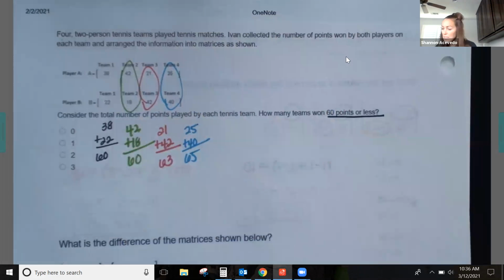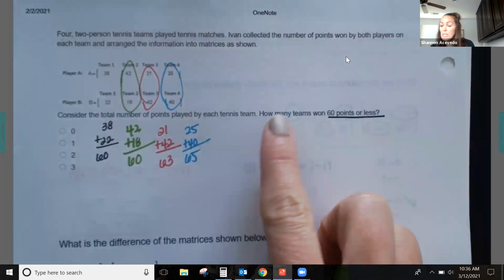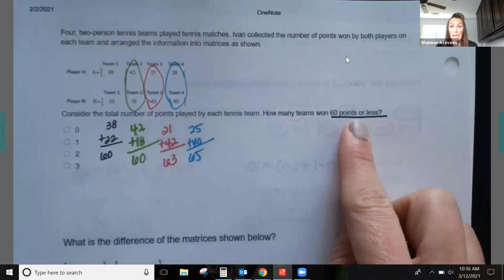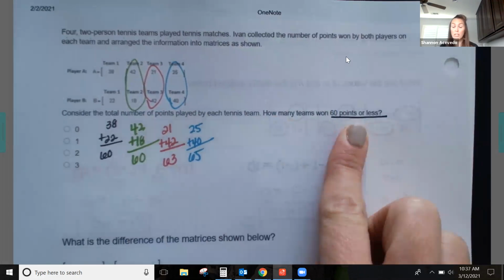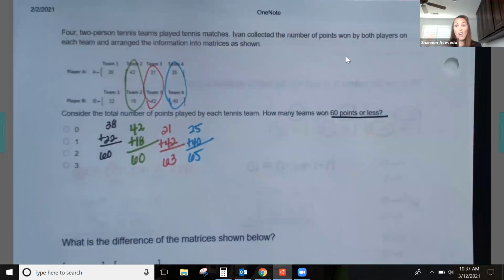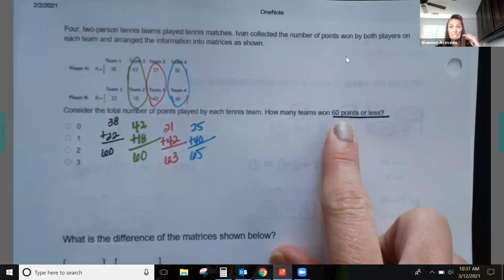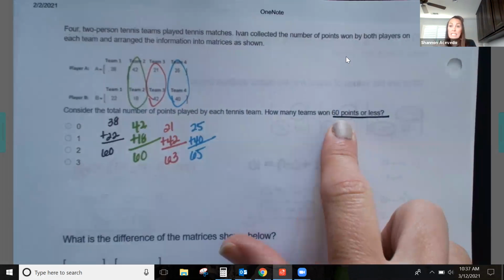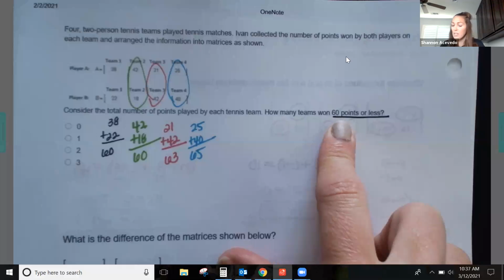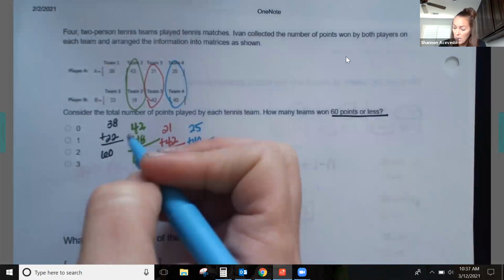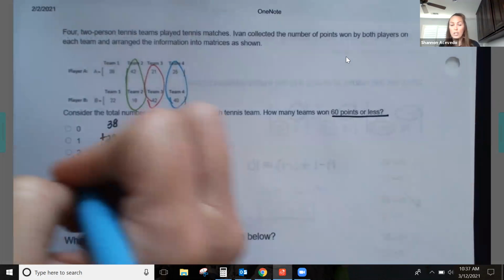So it says, how many teams won with 60 points or less? Well, I have 2 teams with 60. The other are above, so there is none that are less than 60. It's only the equal to, so it says 60 points or less, so it includes those at 60. If it just said less than 60, then it wouldn't include 60. So in this case, it's going to be just these 2 right here, and so your answer is 2.